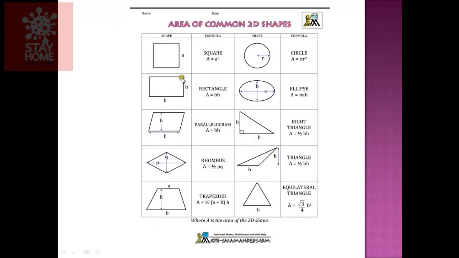There are some others: square a squared, rectangle bh, parallelogram bh, rhombus 1 over 2 pq, trapezoid, circle, ellipse, triangle, different triangles, equilateral triangle, isosceles triangle, right triangle. These are the different shapes and the formulas for their areas. These are necessary to learn before solving the next exercise questions. So first of all, try to memorize these formulas, then start the next part of the lesson.